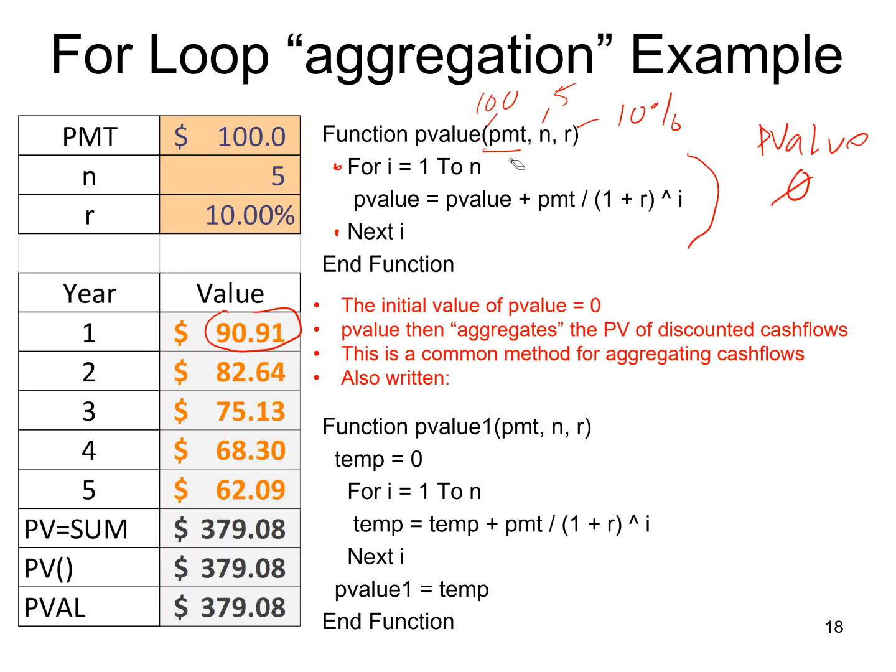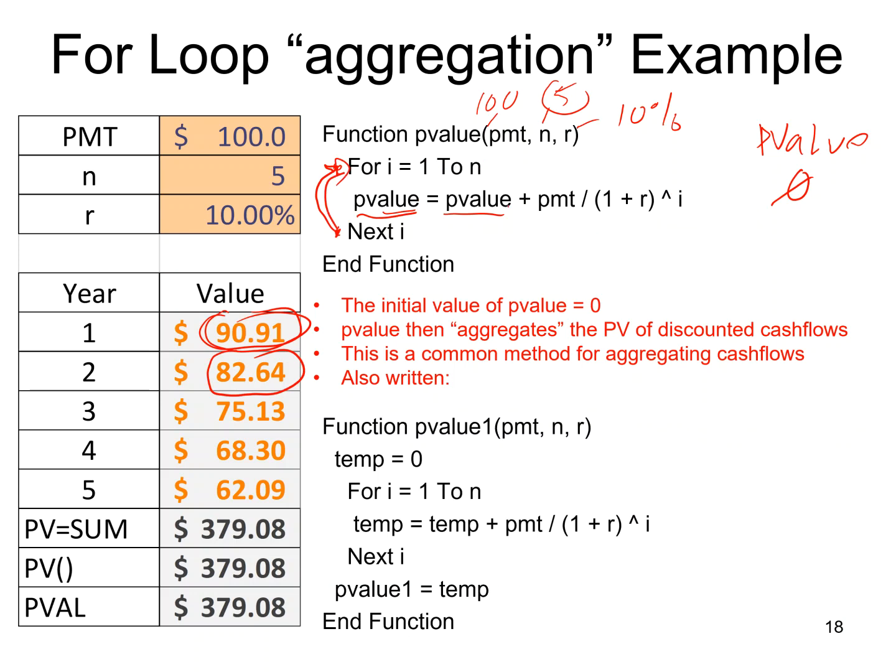Now we're going to get to the next statement. Once it gets to the next I, it's going to kick it back up to the for loop. It's then going to set I equal to 2, because I is going to go to 1, 2, 3, 4, and then 5. So now I is equal to 2. P-value equals p-value plus, and p-value at this point has $90.91 in it. It's going to add $100 over 1 plus r to the 2 power, so it's going to add $82 to it. That's about $172 now inside p-value. Next I, it's going to set I equal to 3.